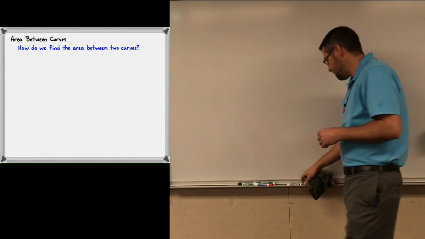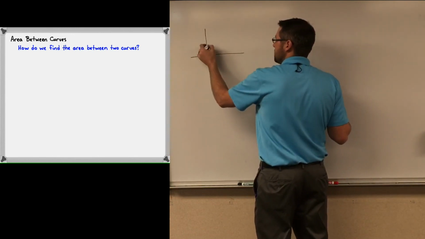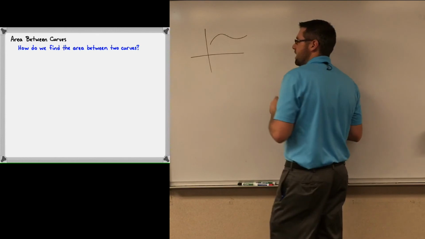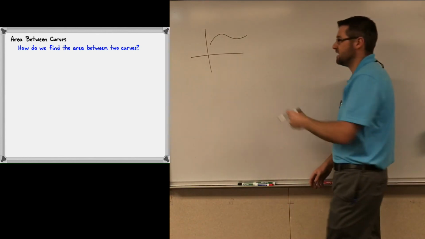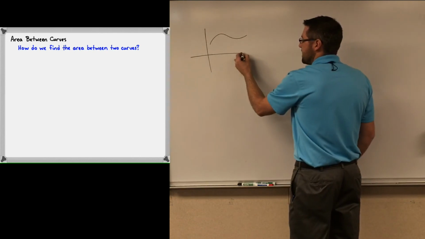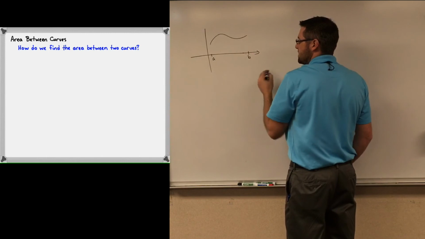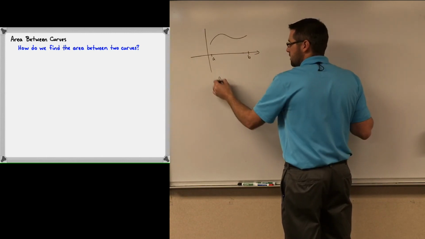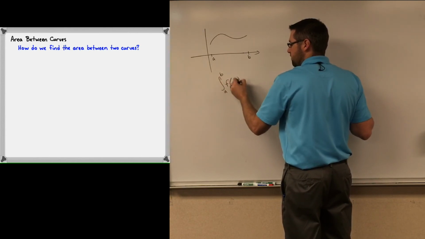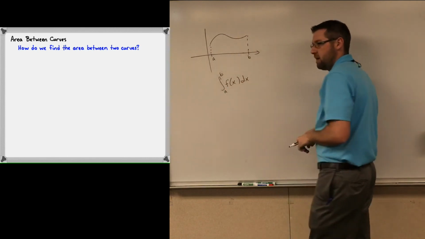So let's say we have a function that looks like this, and I want to find the area between it and the x-axis. The function and the x-axis. What would I have to do? Let's say this is A, this is B. What's the area between the curve and the x-axis? The integral from A to B of whatever that function is, right? Okay, so assuming I want it to stop here to there, right?